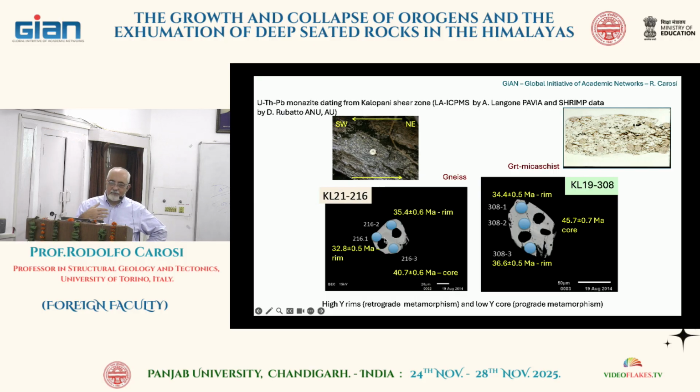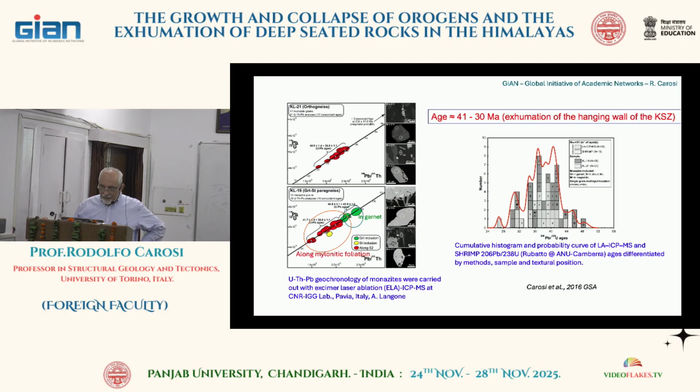Then we analyzed the same with another methodology to be sure of the result, because we found very old edges, and we were a little bit surprised by this. So we applied two different methods, and we published this in 2016 in the Geological Society of America Bulletin. In this uranium-lead diagram, you can see the ages of the orthogneiss. Very nice concordant ages at 41 million years for the monazite along the main foliation.